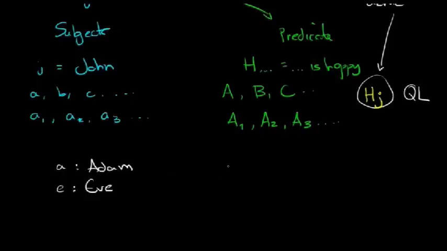For predicates, because we can have predicates with more than one space, at the minute we were just looking at a predicate with just one space. So we had H, and we said ... is happy. Now I would generally probably write a little subscript 1 and 2 by these ellipses. So we've got ... 1, sorry, that shouldn't be 2, that should be 1 again.